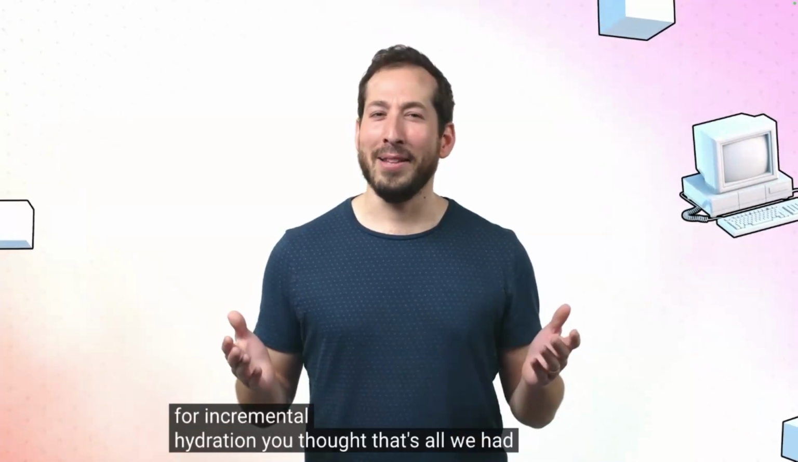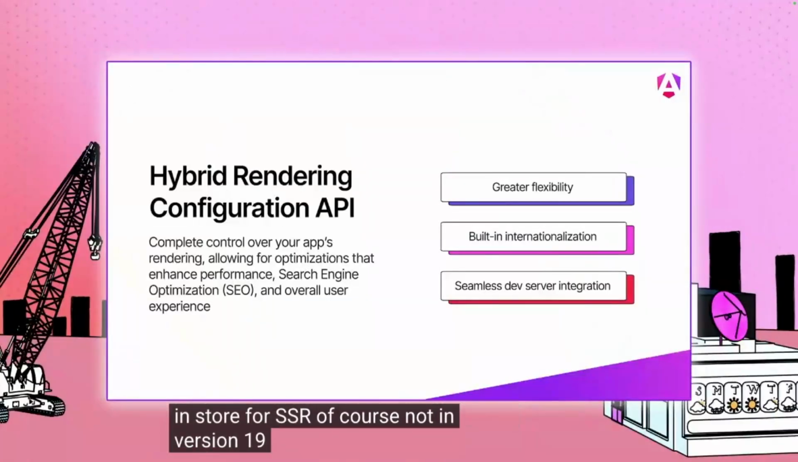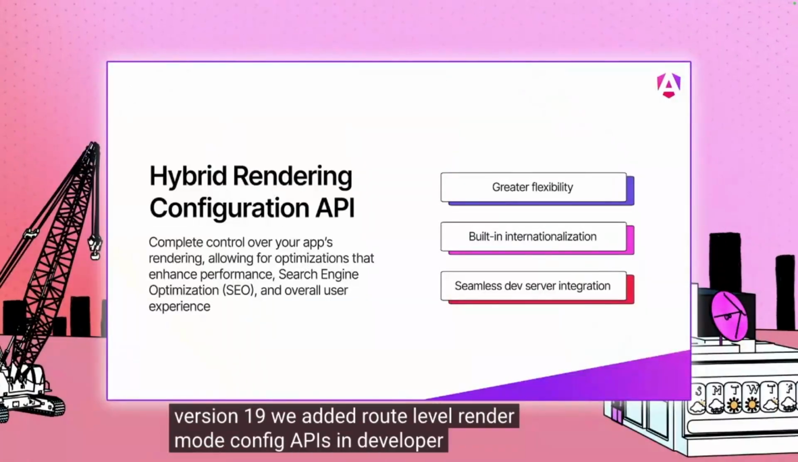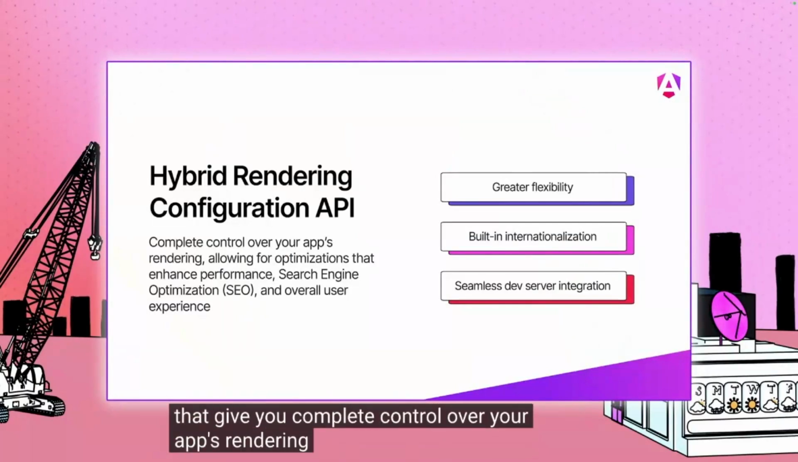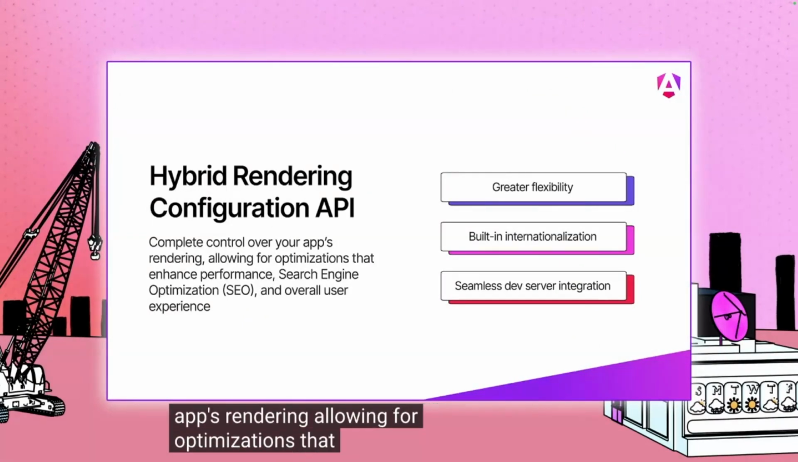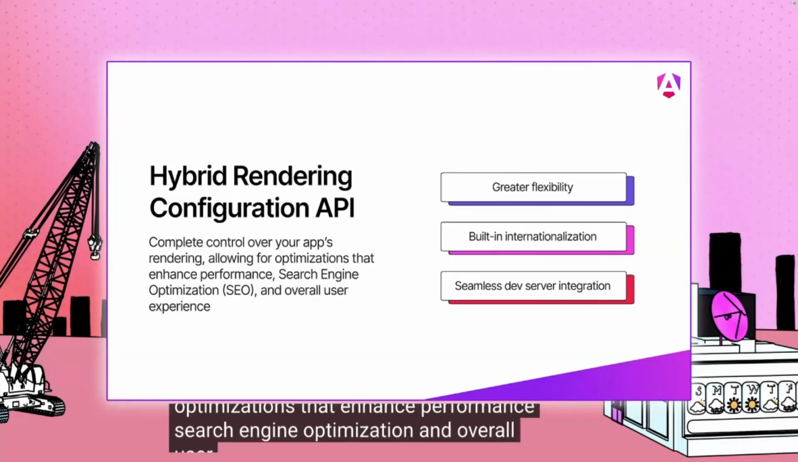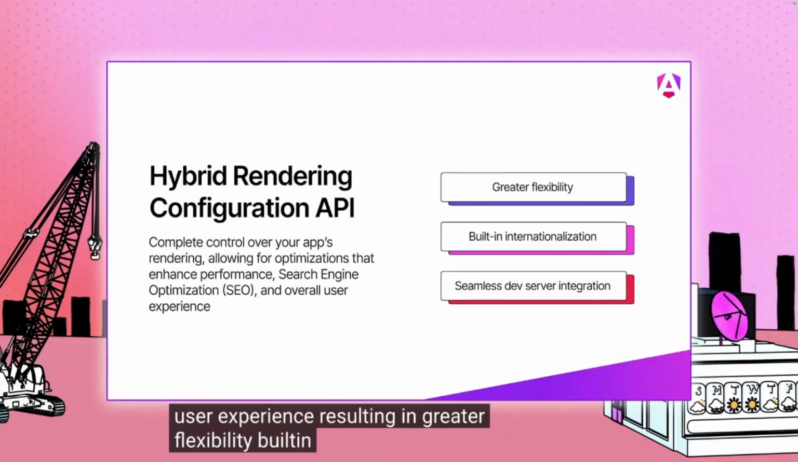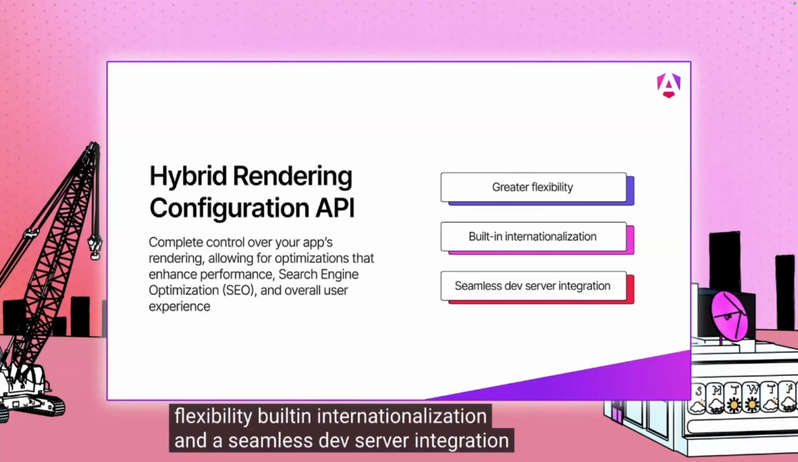You thought that's all we had in store for SSR? Of course not! In version 19, we added route-level render mode config APIs in Developer Preview that give you complete control over your app's rendering, allowing for optimizations that enhance performance, search engine optimization, and overall user experience, resulting in greater flexibility, built-in internationalization, and a seamless dev server integration.